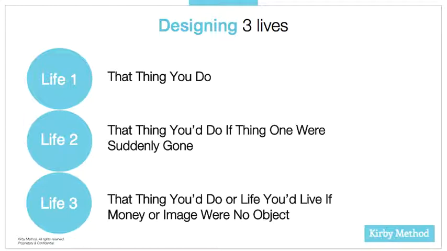Life two is that thing you do if life one were suddenly gone. So pretend your current work were to come to an end and your life one idea is no longer an option. You have to make a living, so what would you do? Life three is that thing you do or life you'd live if money or image were no object. So if you knew you could make a decent living at it and you knew no one would laugh at you or think less of you for doing it, what would you do?